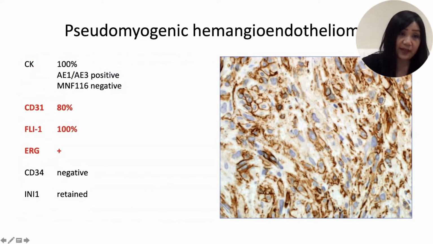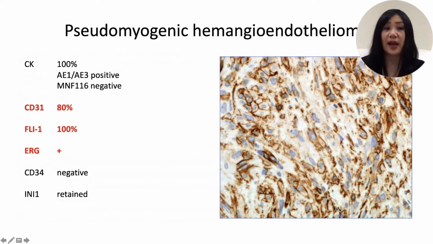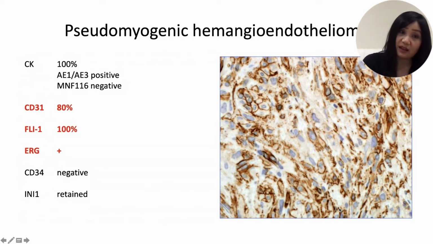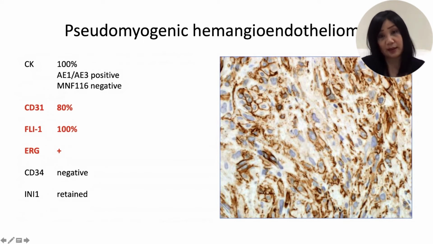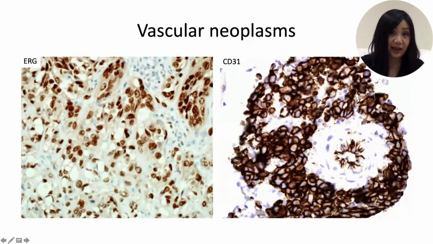This is a full-on vascular neoplasm. So most of these show strong expression of CD31, FLI1, and ERG. So it's strong expression of the vascular markers. Of course, this is in contrast to epithelioid sarcoma, although 40 to 60% of epithelioid sarcomas show ERG expression. In contrast to epithelioid sarcoma, CD34 is negative, and also in contrast to epithelioid sarcoma, INI1 is retained. So we've got keratin expression, strong AE13, absence of MNF116, expression of vascular markers CD31, FLI1, ERG because it is a vascular neoplasm, negative CD34 and retained INI1.